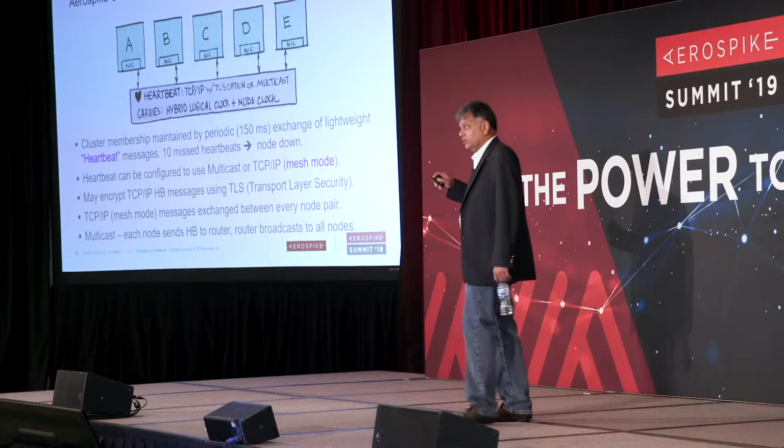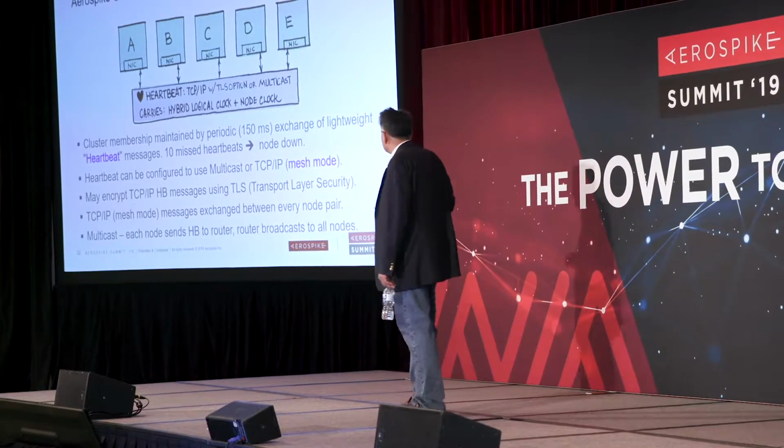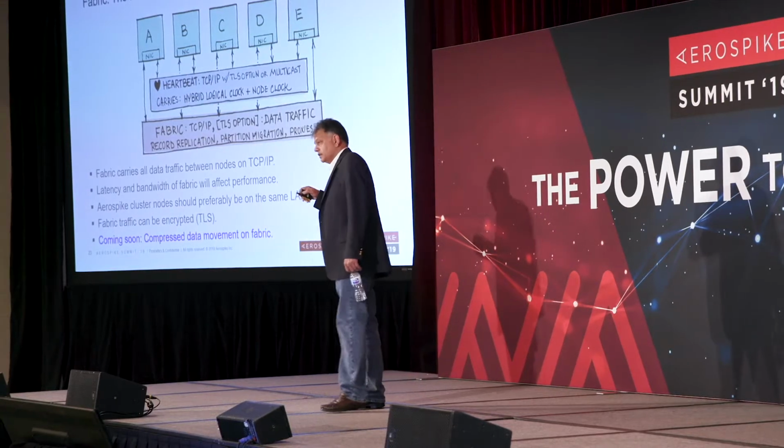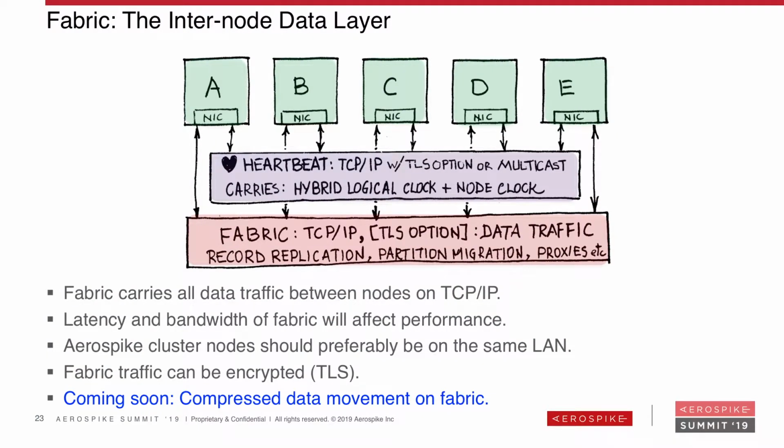Okay? You can now encrypt your heartbeat messages with transport layer security, or TLS, and they are exchanged between every pair. So that is how the cluster is kept intact. Now, under the other layer that I talked about, the fabric, this is where all your record replication occurs between nodes. So when you add or remove nodes and partitions have to be migrated, all that data moves on the fabric. If a request gets proxied in certain situations when the cluster is going through changes, again, that travels through the fabric.